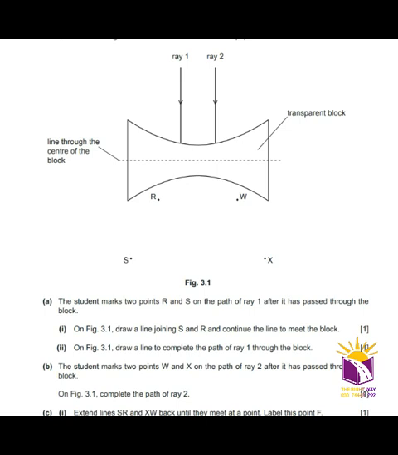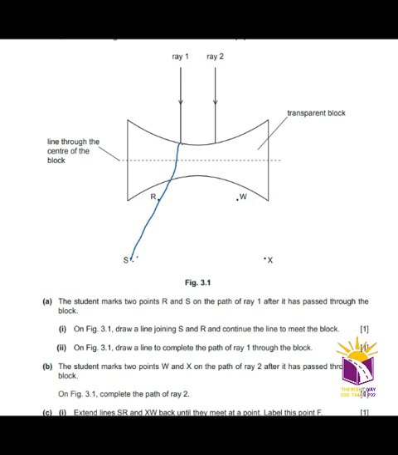Now we are going to draw a straight line between RS, which will continue to join with our lens or the plastic. It will be like this, a straight line, a little bit more straight. On figure 3.1, draw a line to complete the path of ray 1 through the block. So in the block, it will be like this one over here.